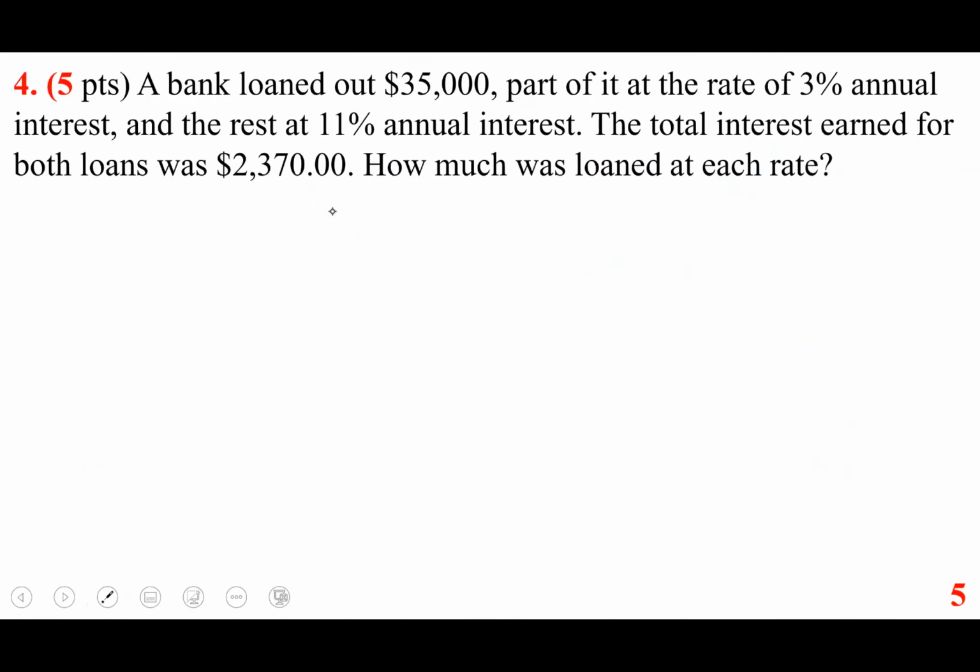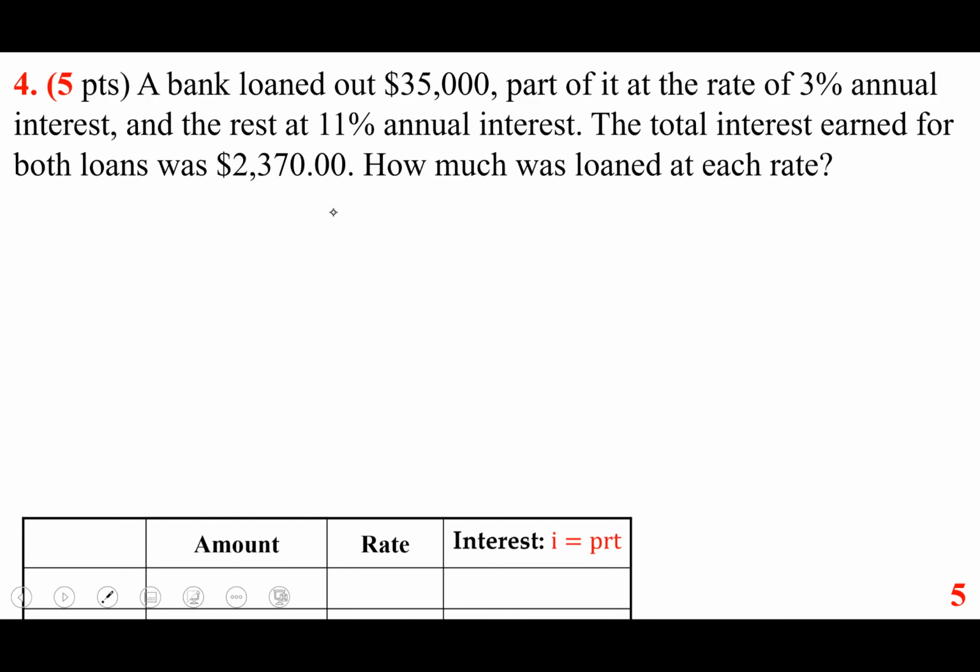Could you please read this question? A bank loaned out $35,000, part of it at the rate of 3% annual interest and the rest at 11% annual interest. The total interest earned for both loans was $2,370. How much was loaned at each rate?